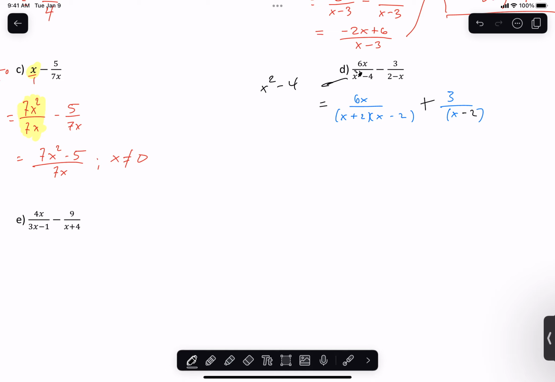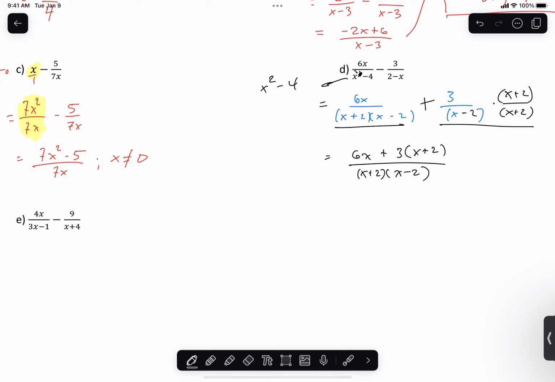The one on the right by x plus 2. Yeah, you multiply by x plus 2 over x plus 2. Now I have a matching denominator. Right, so let's do that. So now I get 6x plus 3 times x plus 2 over the matching denominator of x plus 2 times x minus 2. Is everybody okay?